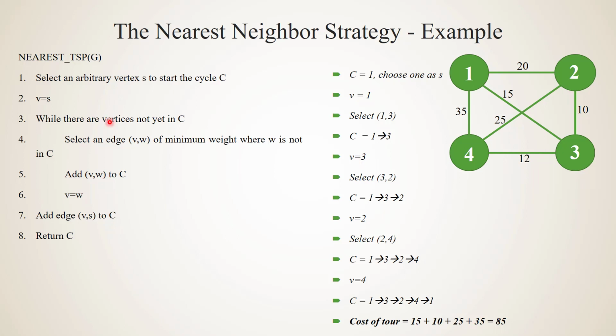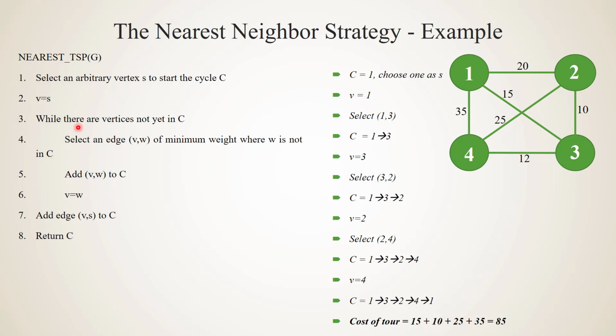While there are vertices not yet in C: 4 and 2 are not in the cycle, so this condition is true. Select an edge V, W of minimum weight where W is not in C. Now we have to choose the vertex from 3 having minimum weight. From 3, the edge with minimum weight is 10, that is going to 2. 2 is not in the cycle, so I select 3, 2. Add V, W to C. 2 is also included in the cycle. Then V equal to 2.